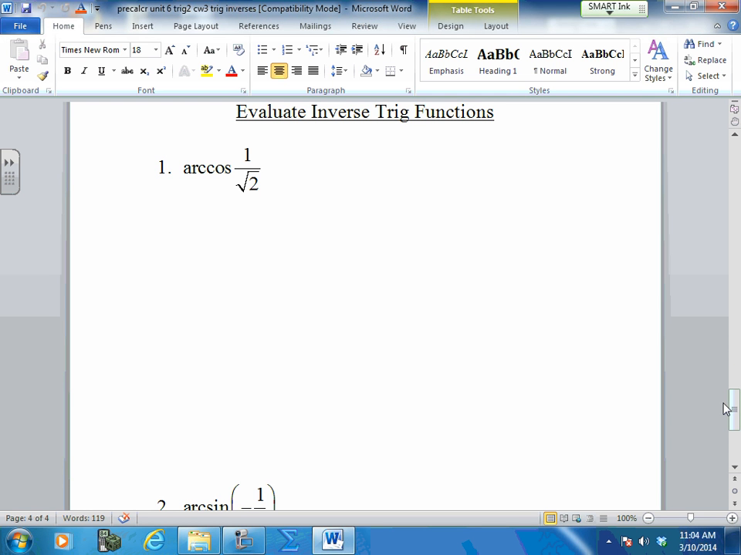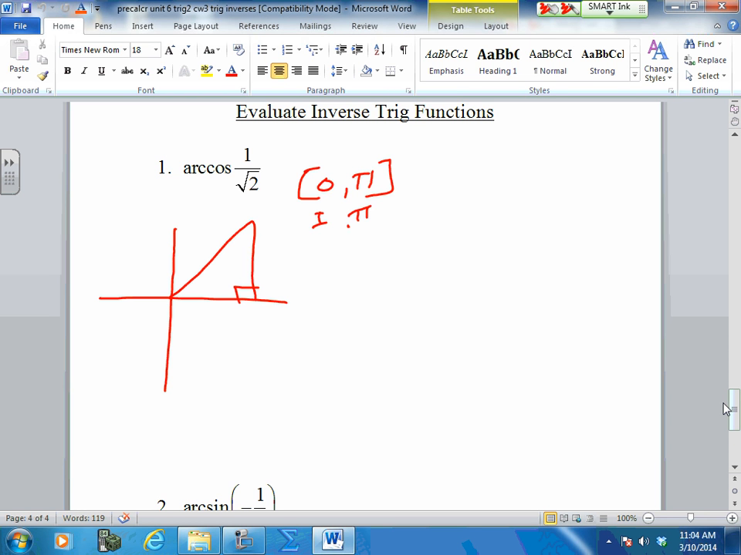Our cosine is positive. So I think about my cosine curve. Everybody's positive in quadrant 1, right? Cosine is negative in what quadrant? 2. So since I want the positive one, what quadrant am I? 1. And an easy way, everybody's positive in quadrant 1. So my restricted domain is this to this, 1 and 2, but I only want the positive. So I'm x over r.